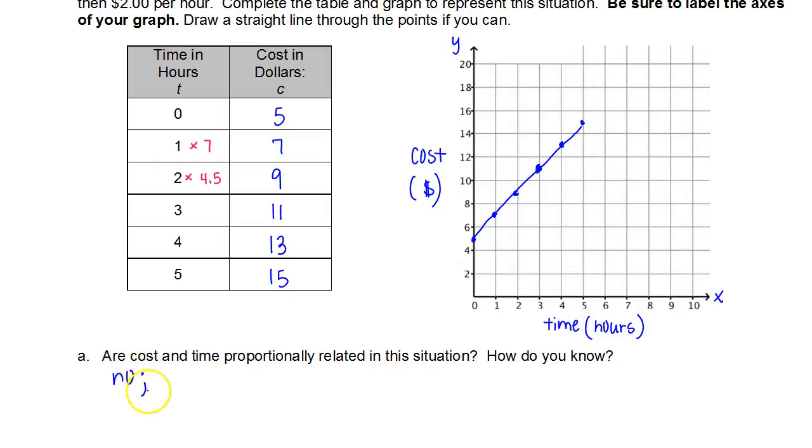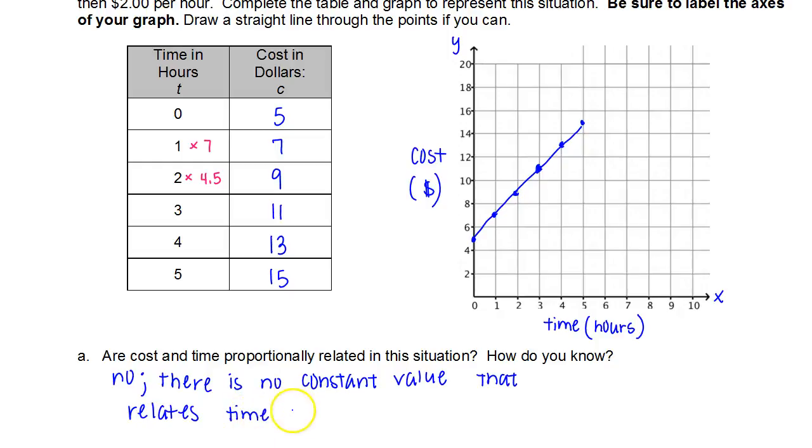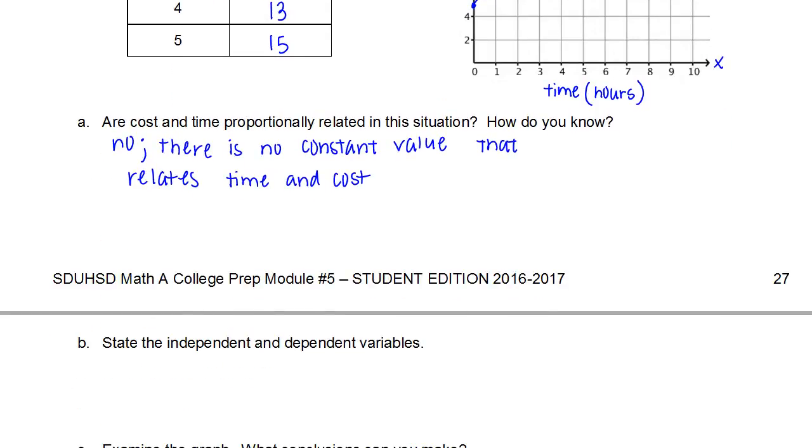So again, we'll answer no, just like the last table, and we'll say there is no constant value that relates time and cost. So in order for it to be proportional, we've got to see that constant value, and we're not seeing that. A couple more questions on the next page.